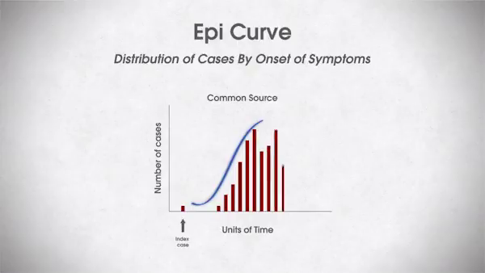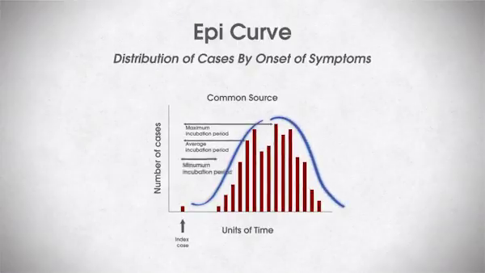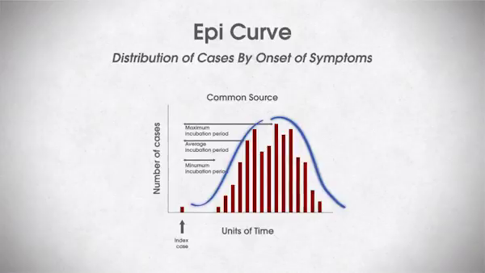Cases that had an exposure to the same source over a brief period of time will usually form a point source Epi curve. The number of cases may rise rapidly to a peak and fall off gradually. The majority of cases in a point source Epi curve are within one incubation period.